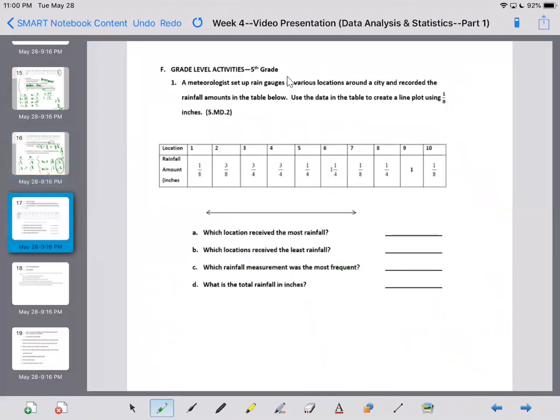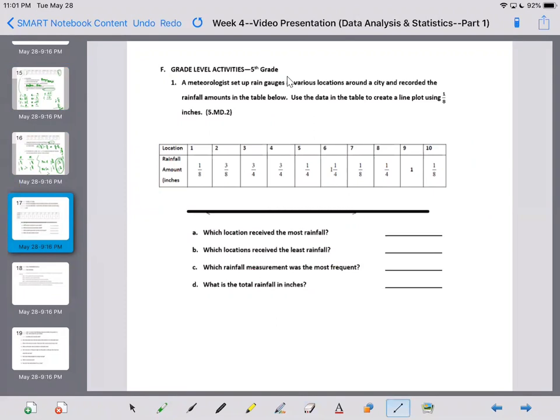Looking in 5th grade, we're going to do another line plot, and with our dots, but we also want to use 1/8 inches. So we want to create, based on the location and the rainfall amount, we're going to look at this being 0, and then 1/8, 2/8, 3/8. There's your 1/2. And I might have to make this a little bit longer here.